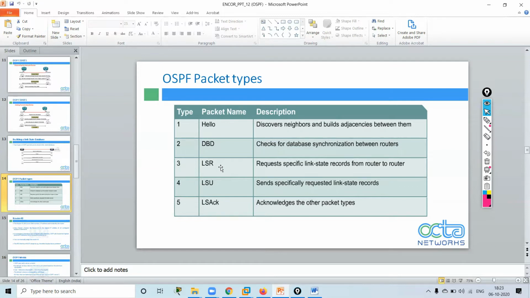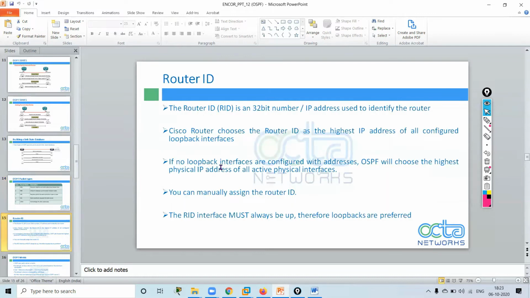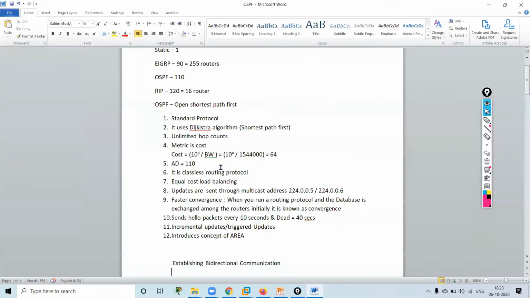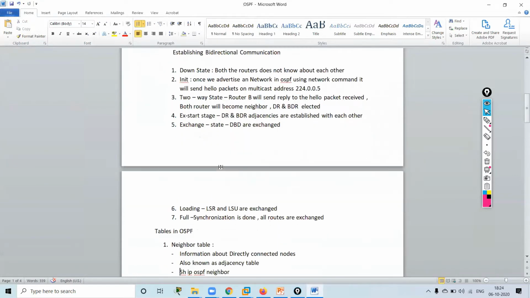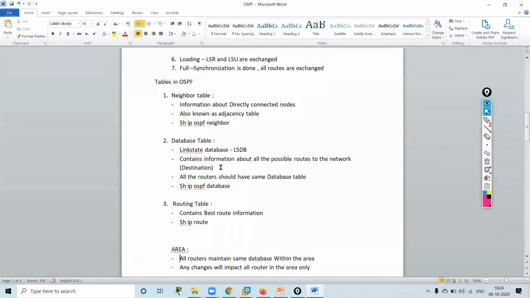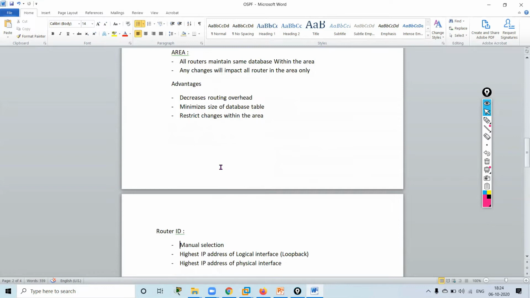Okay. Now there is a concept of router ID over here. What is router ID? The highest interface IP address. Okay, so what is actually router ID? What is the definition of router ID?